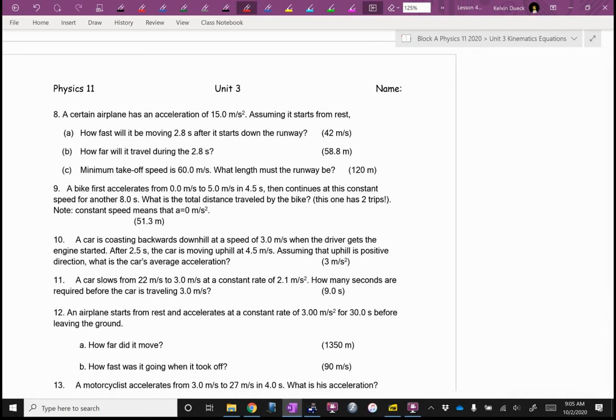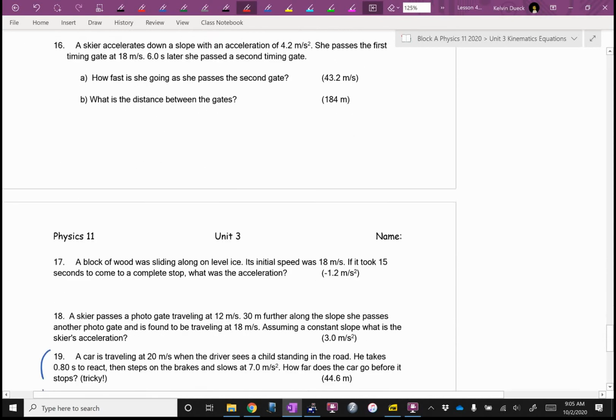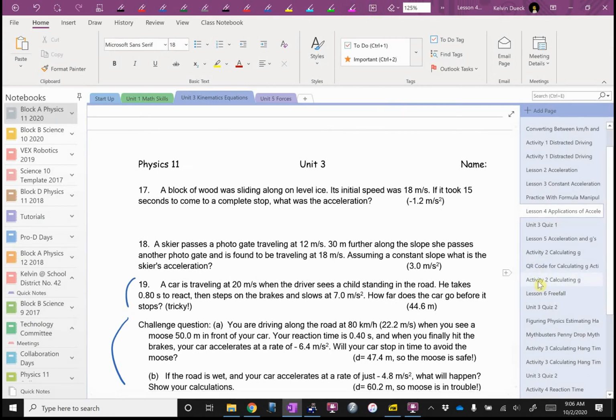And there was one more 2-step one, but I can't remember which one it was. Also, 19 and the challenge are tricky. I'll let you wrestle with them, but if you're stuck, either later on in class or first thing on Monday, I can talk about these 2. Is that all right? Now let's look at lesson 6, Freefall.